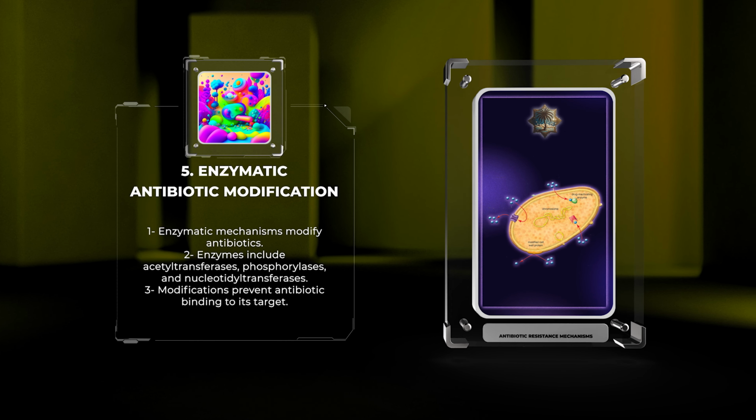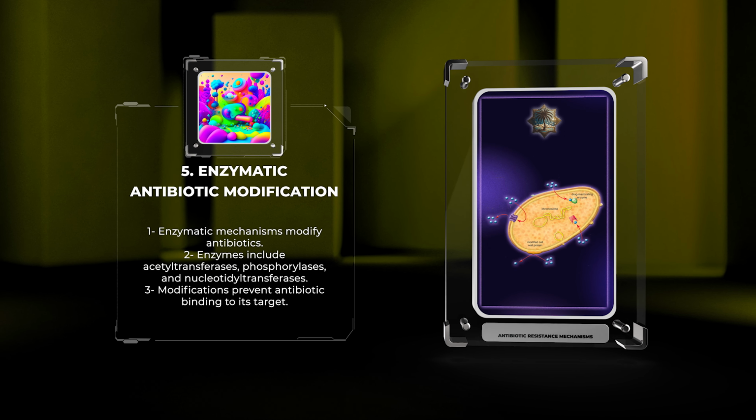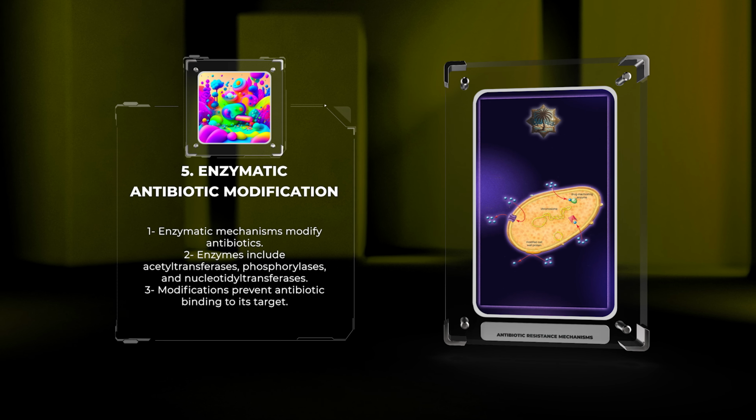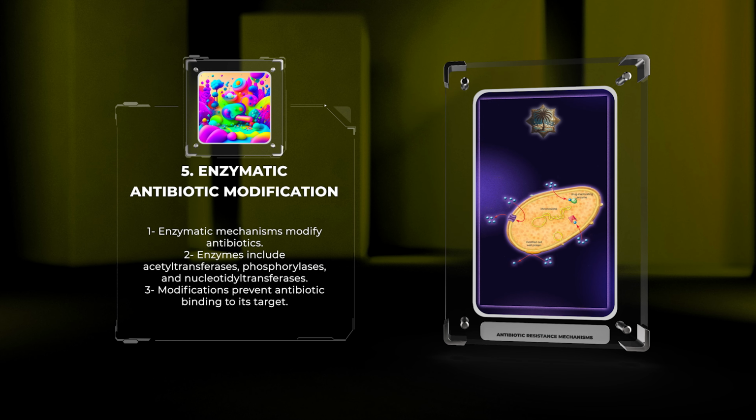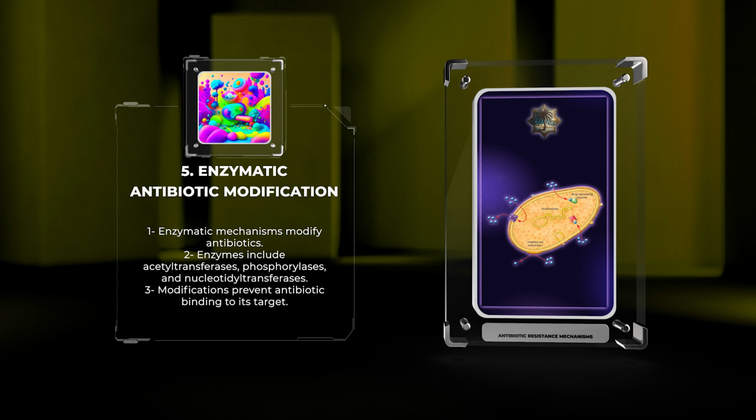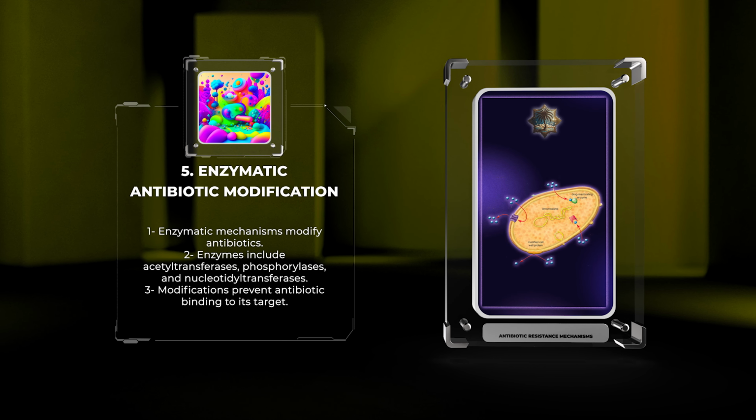Enzymes involved in antibiotic modification include acetyltransferases, phosphorylases, and nucleotidyltransferases, among others. These modifications can substantially alter the antibiotic structure and prevent it from binding its target, thus conferring resistance.